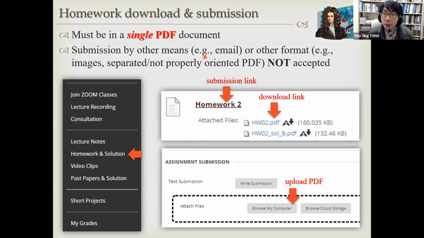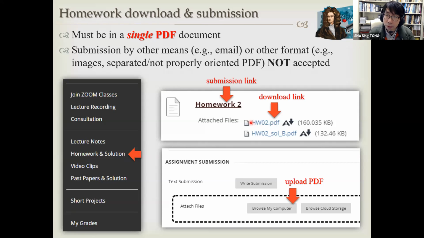Now, this is how you submit your homework. If you click on the homework and solution, there will be a series of homework. Okay. Now, the attached files are the downloads of the homework. You click this link, and you will be able to access the homework.